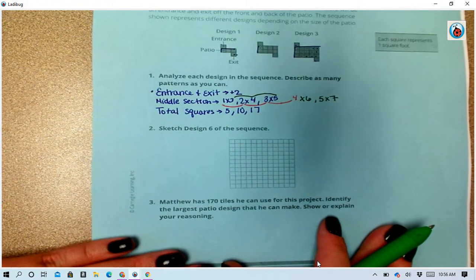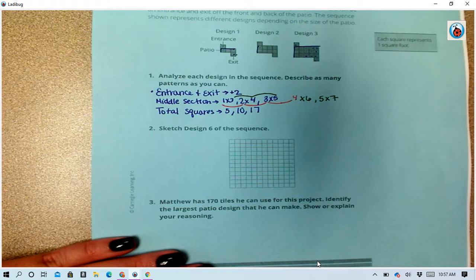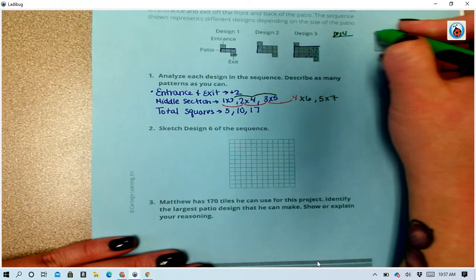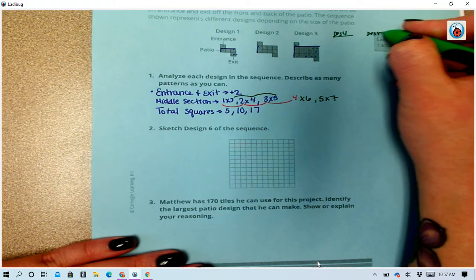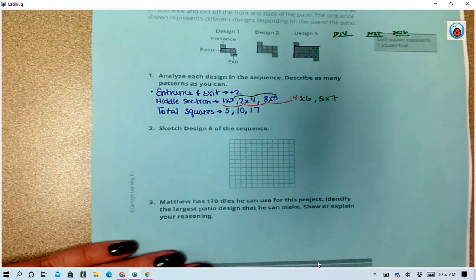Take a look at number 2. Go ahead and sketch design 6 of the sequence. So if this kept going, we'd have design 4, design 5. So then what would design 6 look like? That's what they're asking you to do at the bottom here.